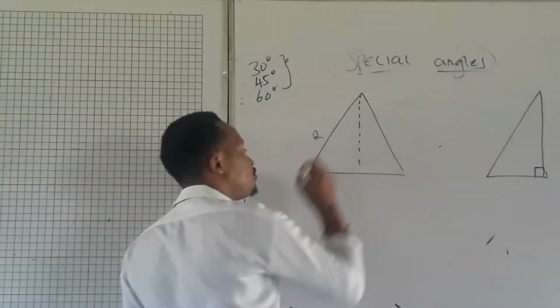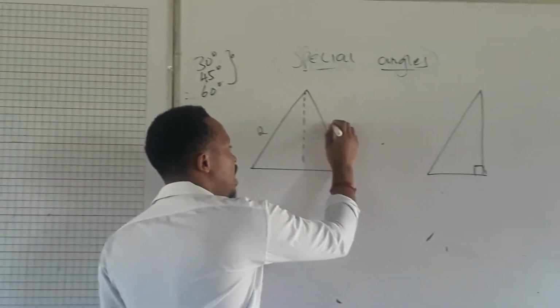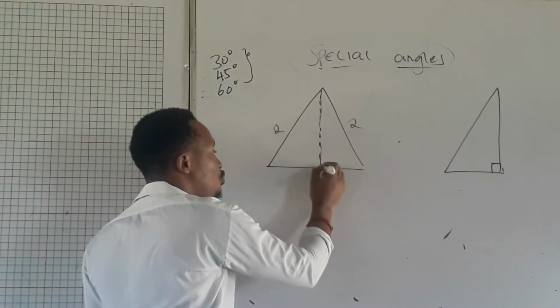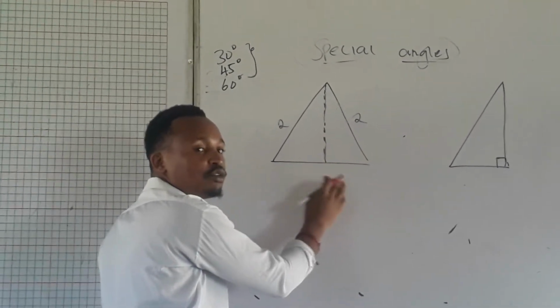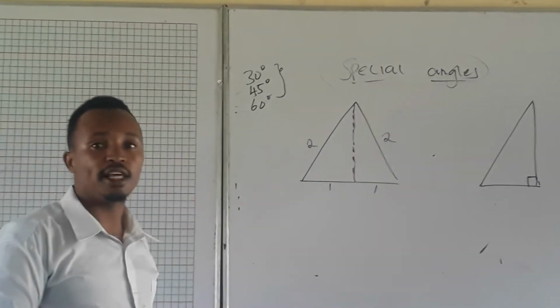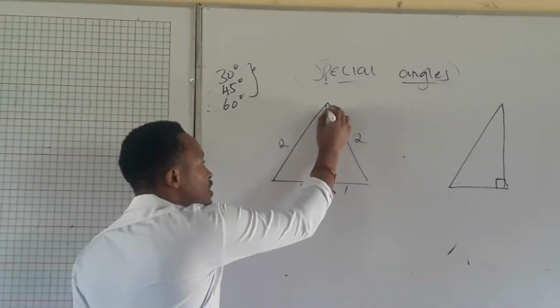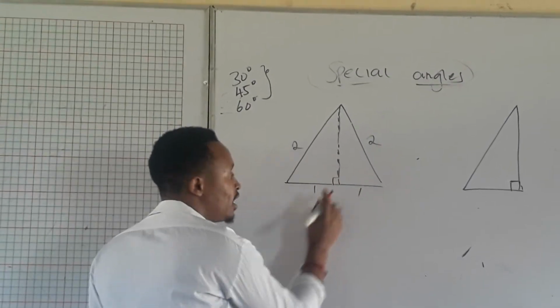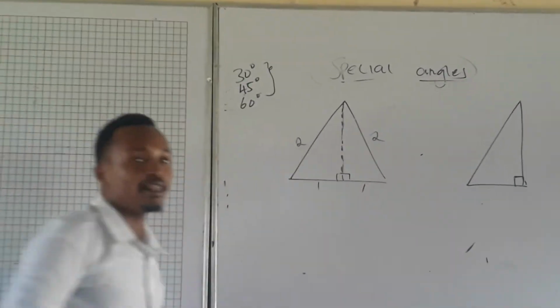So here we're going to have 2, here we are going to have 2. But here we are going to divide this into 2. When you divide this into 2, you're going to have what and what? Here we're going to have 1 and 1. Are we together? Yes. Then when you drop a perpendicular line there, that means here we have a right angle there and a right angle there.